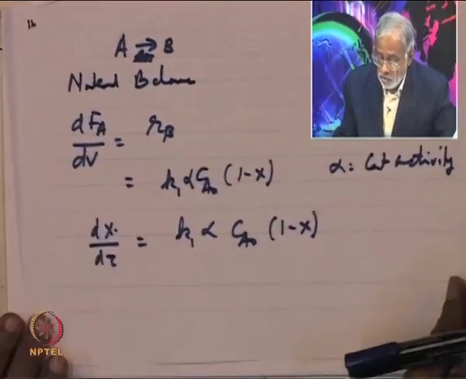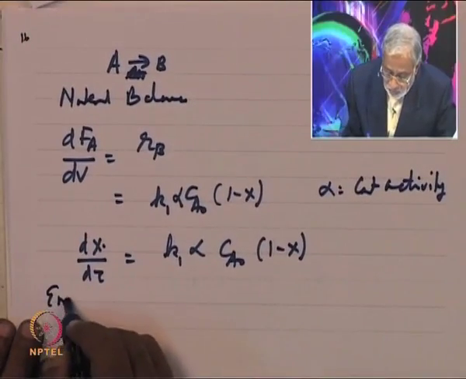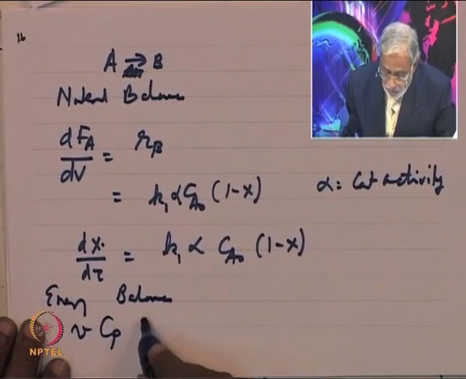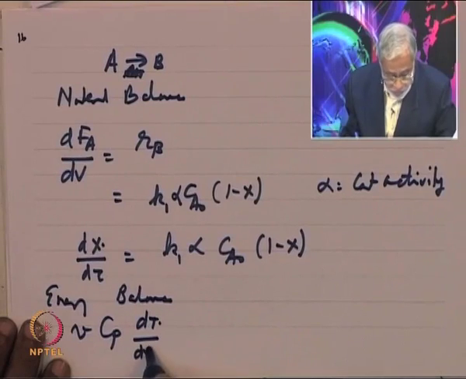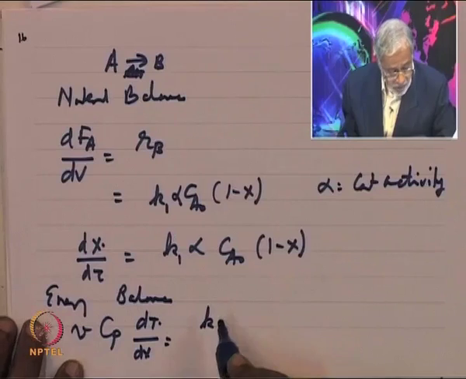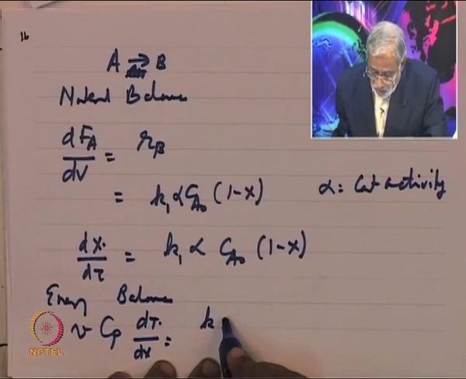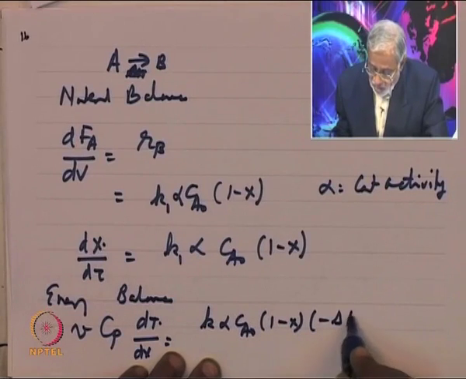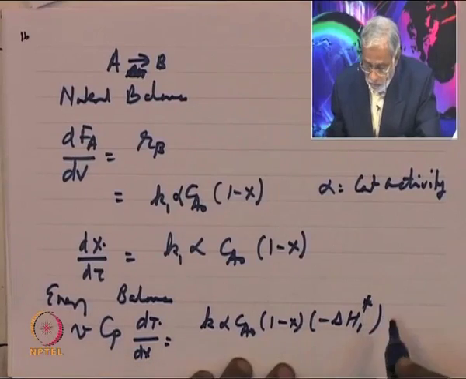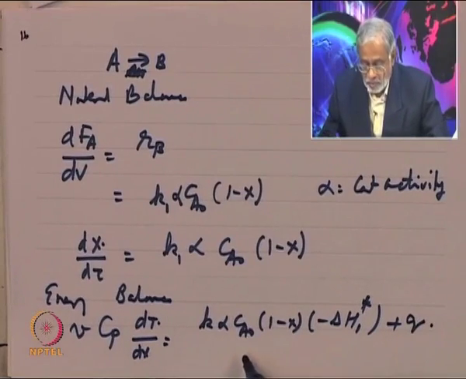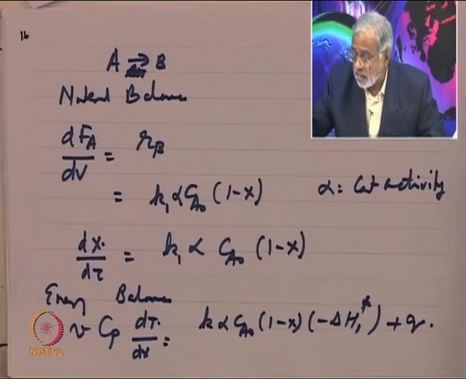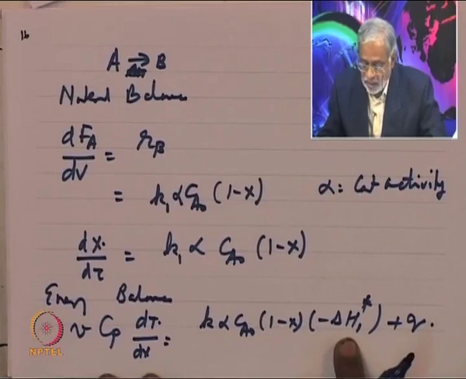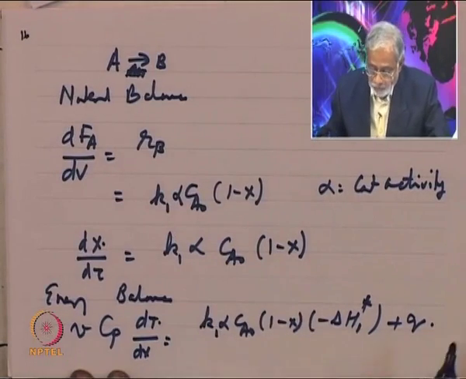Now, how does our energy balance look like? Our energy balance looks like this: V Cp dT/dV equal to K1 alpha CA0 (1 minus X) times minus delta H1 star plus Q. In our energy balance, which we wrote a little earlier, I have just replaced the reaction rate with the rate function here. So, this is K1.